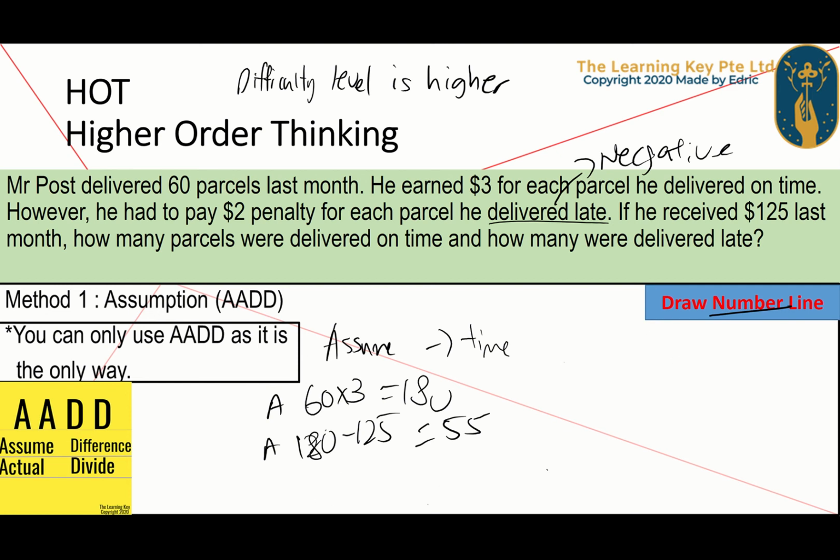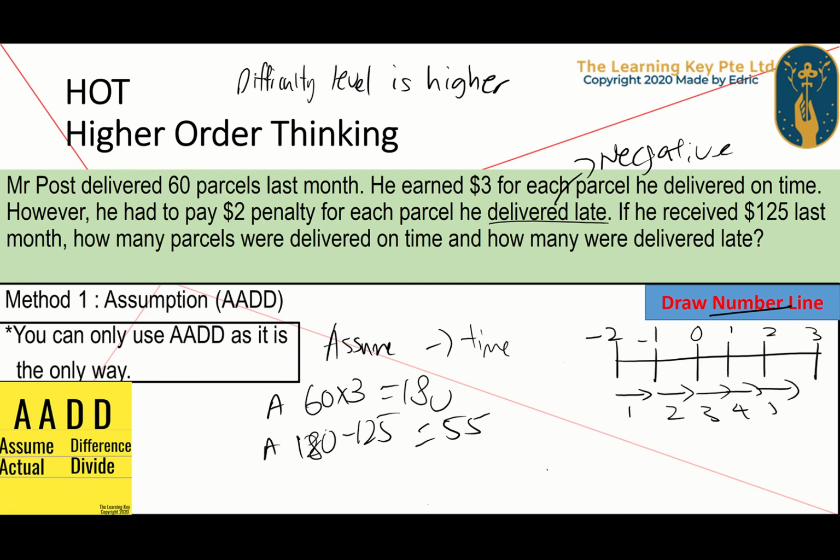Okay, so let me show you why. Let's draw the number line. Minus 2 is over here. Here is 3. So minus 1, 0, 1, 2, 3. That means 1, 2, 3, 4, 5. So it doesn't mean that the difference should be a subtract; it should be an add. So it should be 3 plus 2 equals 5.